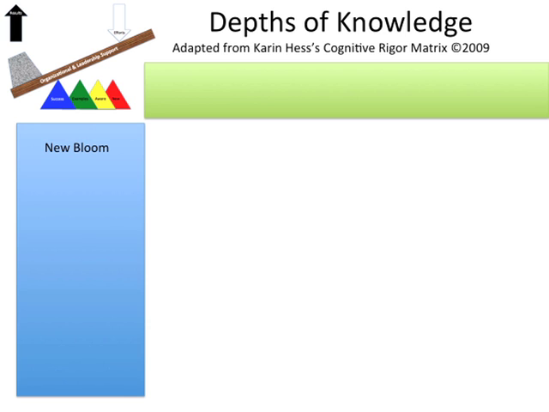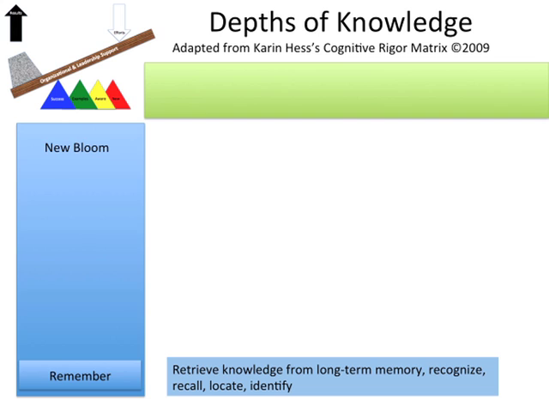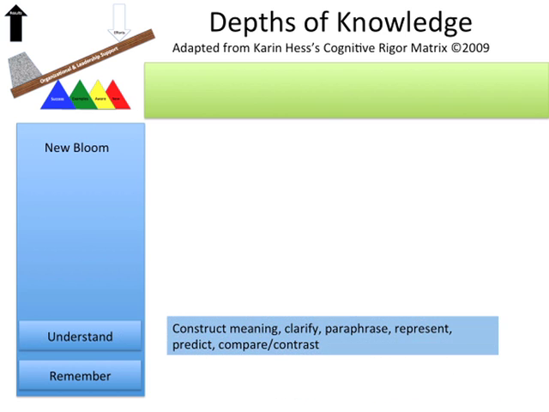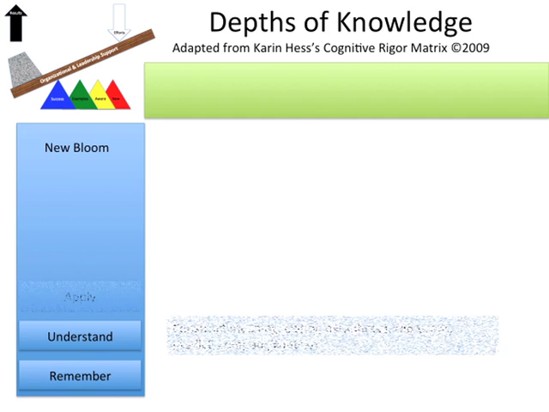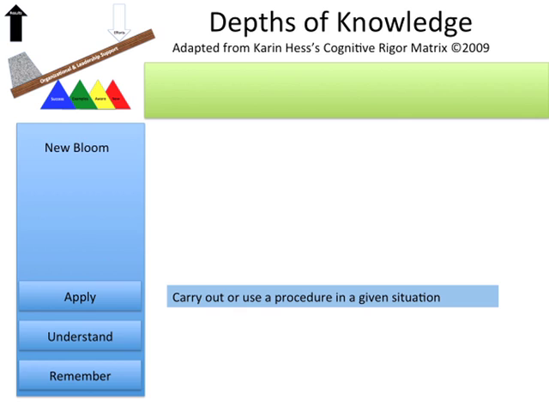So when we look at Bloom, we know that it's hierarchical, and at the foundation is the ability to remember. That would be retrieving knowledge from long-term memory. Then comes understanding, where we're constructing meaning, and that can be shown through clarification, paraphrasing, representing, compare, contrast, predict. Still higher is the ability to carry out procedures at the right time in the given situation.